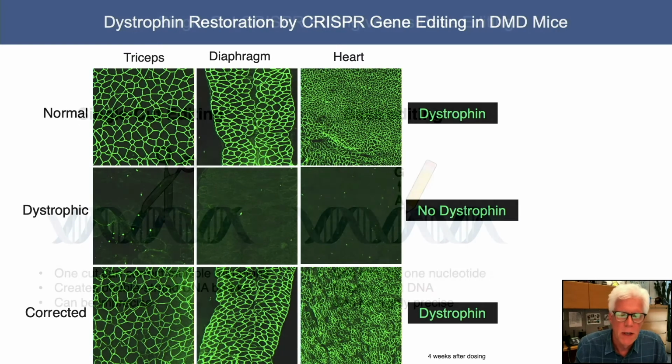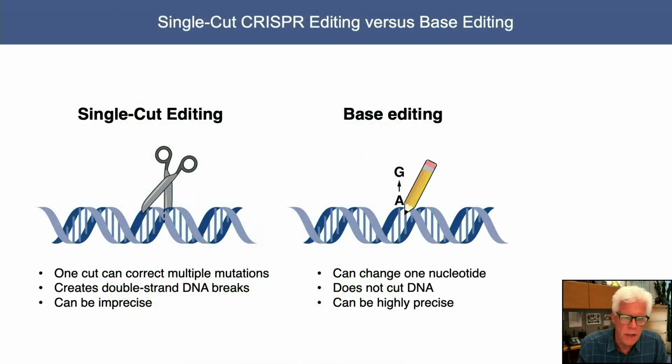Next slide, please. So what I've told you about so far is that you can correct Duchenne muscular dystrophy mutations by what we call single cut gene editing, in which one cut can correct multiple types of mutations by skipping exons. And this type of editing creates double-strand DNA breaks, and it can be imprecise in some cases.